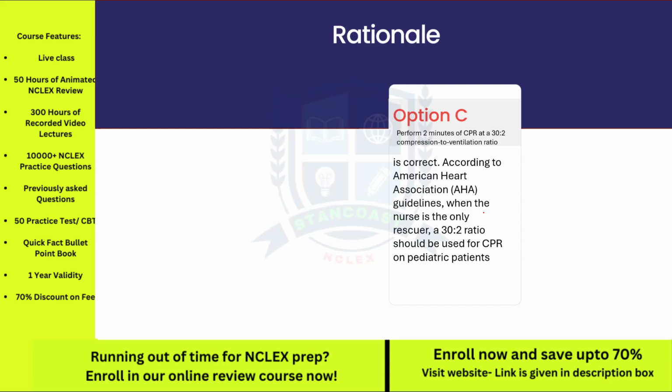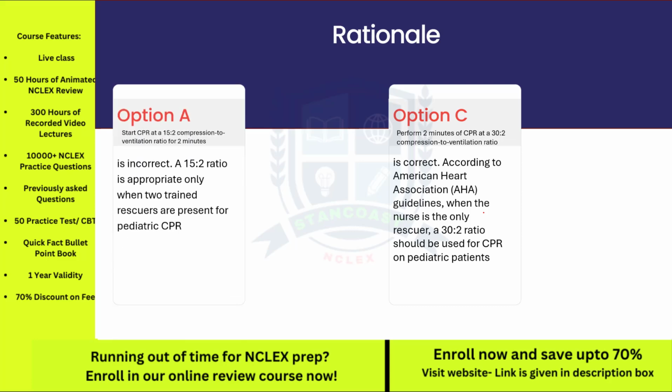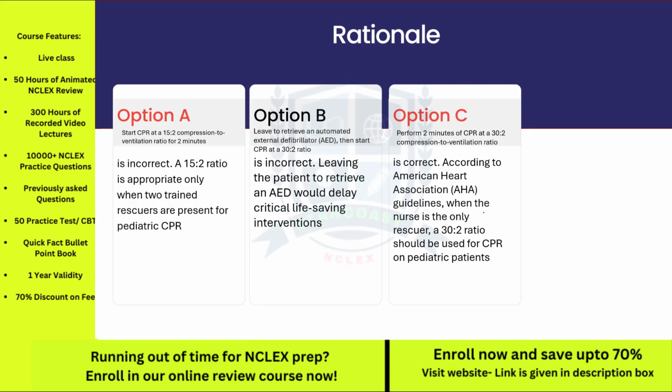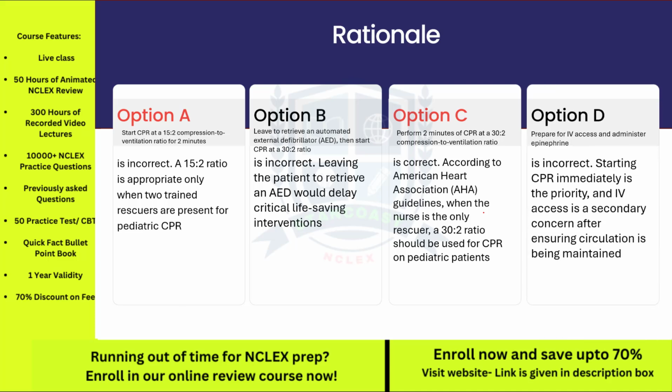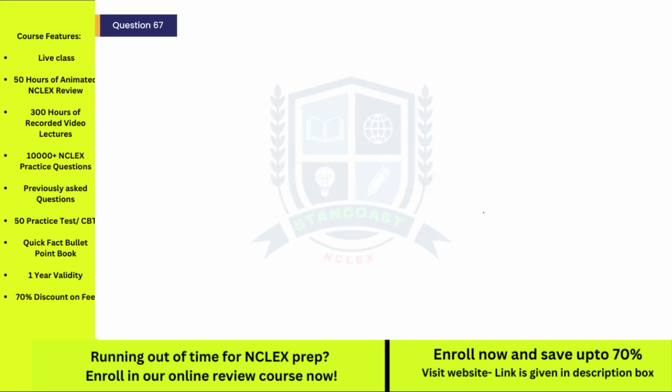A is incorrect. A 15:2 ratio is appropriate only when 2 trained rescuers are present for pediatric CPR. B is incorrect. Leaving the patient to retrieve an AED would delay critical life-saving interventions. D is incorrect. Starting CPR immediately is the priority, and IV access is a secondary concern after ensuring circulation is being maintained. Let's move on to the next question.